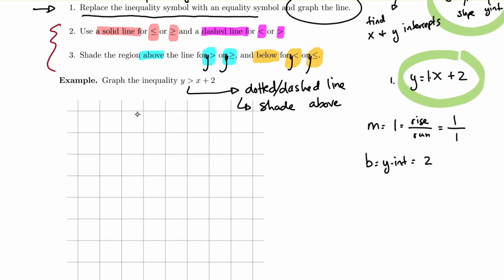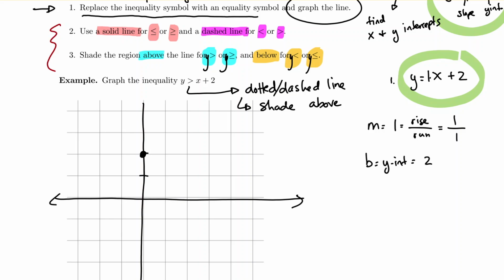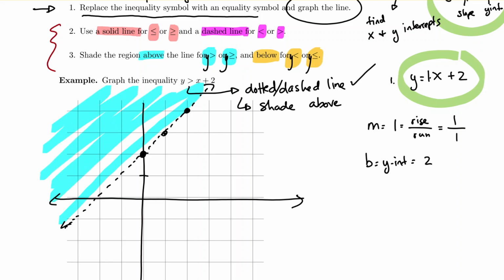So whenever we graph this, let me draw my y-axis, my x-axis. So it hits the y-axis here, up 2. And then the rise over run says you need to go up 1 and then over 1 to get your next point. And then you go up 1 over 1 to get your next point. Now, because it's a dotted line, I should connect these with a dotted or dashed line all the way back. And then because I notice I should shade above because it's this y is greater than symbol, I'm going to shade the region above, which is all of this region. So I'm just going to kind of shade this in here.